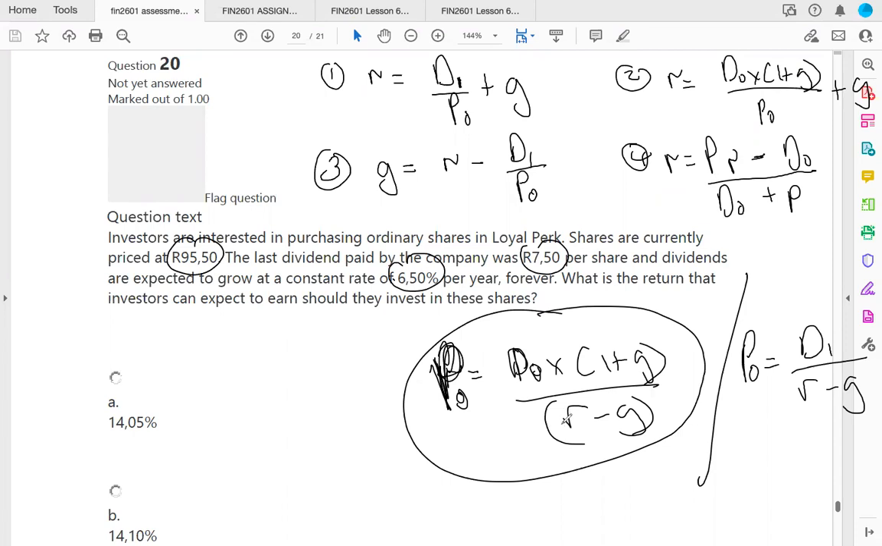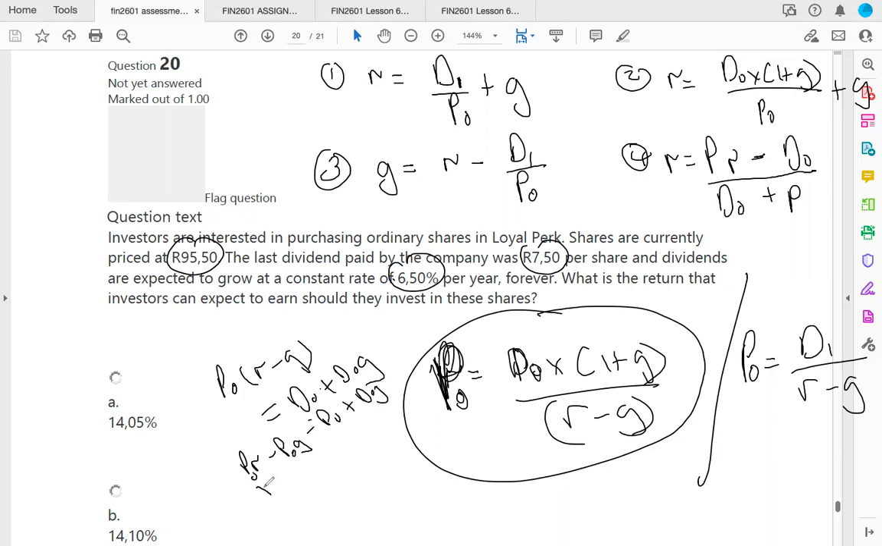Let me just see if I got that right. PR, if we do some cross multiplication here, P0 multiplied by R minus G is equal to D0 plus D0G. And then we get PR minus PG. Is that it? Yes. Is equal to D0 plus D0G.